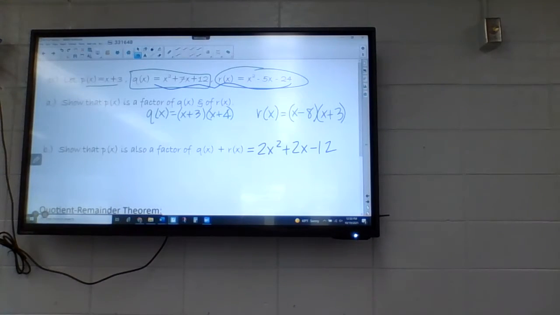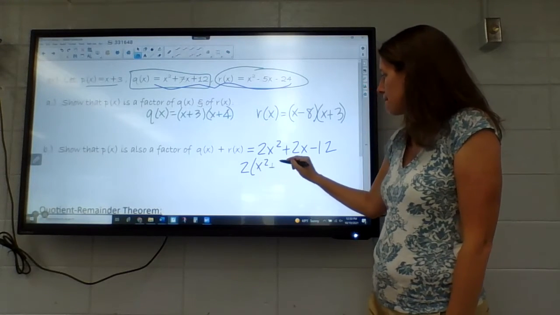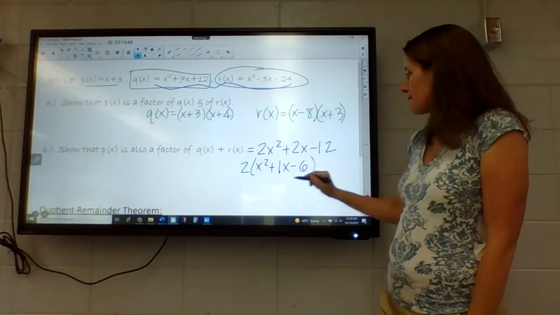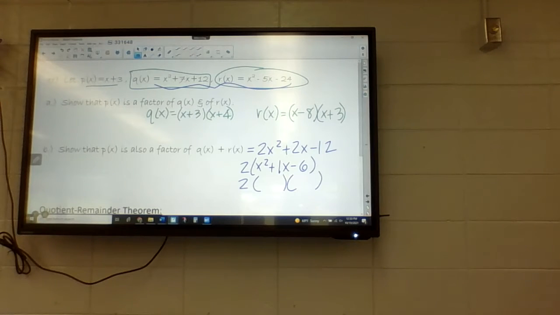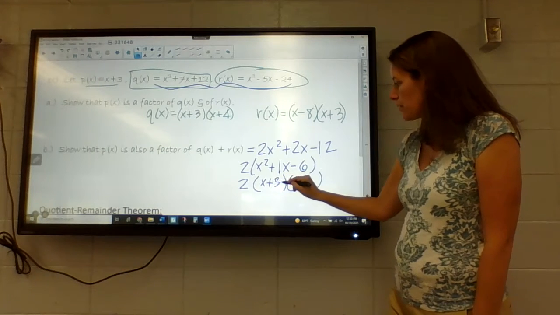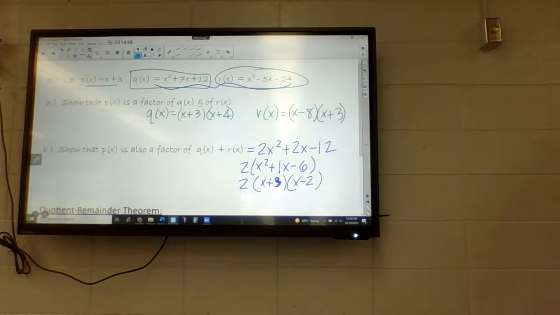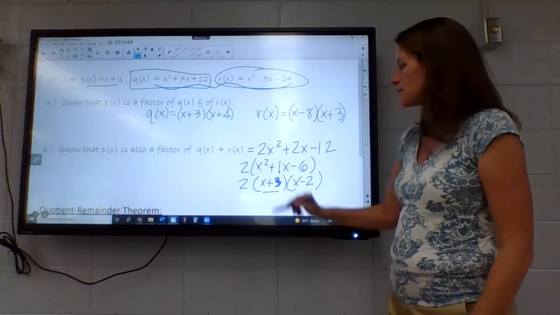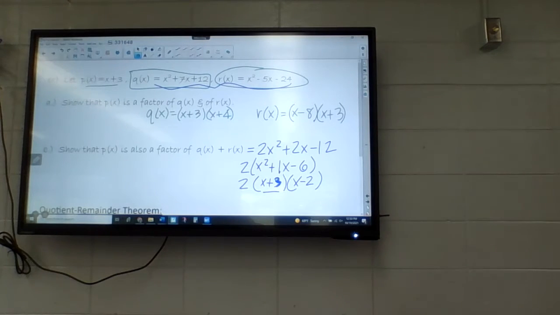What do you want to do first? Take out a 2. Yeah. X plus 3 and x minus 2. Yeah, so we're able to show that that also works. That should be a 2. So kind of interesting that it works for these bigger polynomial problems, that x plus 3 shows up in there. So we're showing that it's also a factor there. Okay?